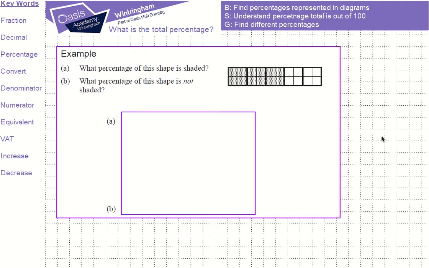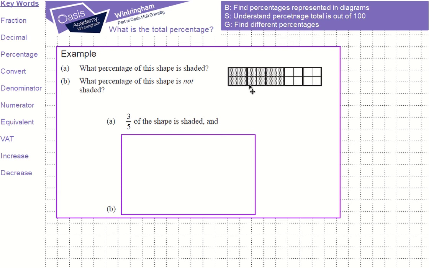Our first example for today. It was similar to what we was doing last lesson, but here we don't have 100 squares. So what percentage of this shape is shaded for part A? What we can notice is that this rectangle has been split into 5 squares, and 3 of those have been shaded. So 3/5 is shaded.